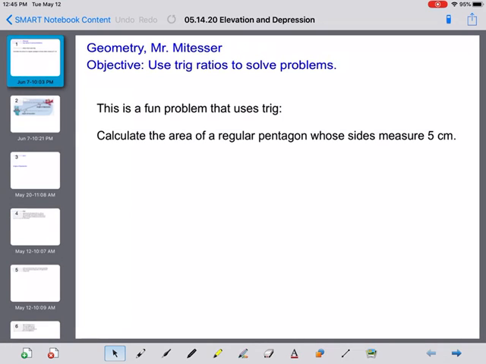Hello. Today you're going to practice solving word problems that use trig, mostly using angle of elevation and depression. And then you'll have some practice on angle of elevation and depression problems. And tomorrow you'll have some tougher word problems to practice.